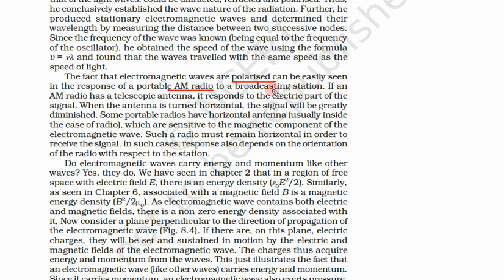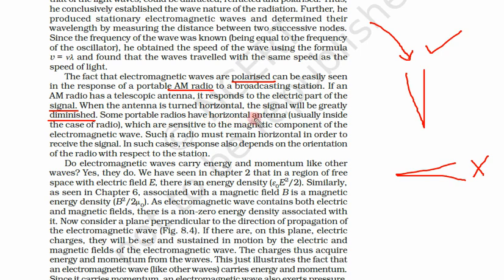How can we see it? If the AM radio has a telescopic antenna, it responds to the electric part of the signal. So suppose this is our antenna. This will catch the electric part of the signal or electromagnetic wave. When the antenna is turned horizontal, then what happens? The signal will be greatly diminished. In this case, almost no signal. In this case, almost all of the signal is caught.